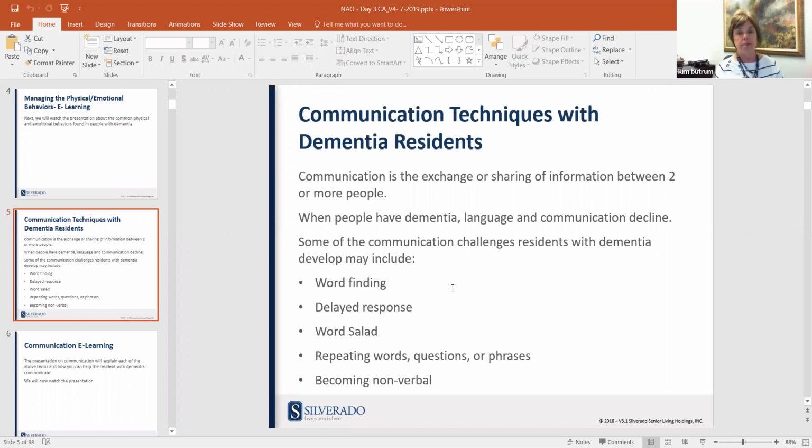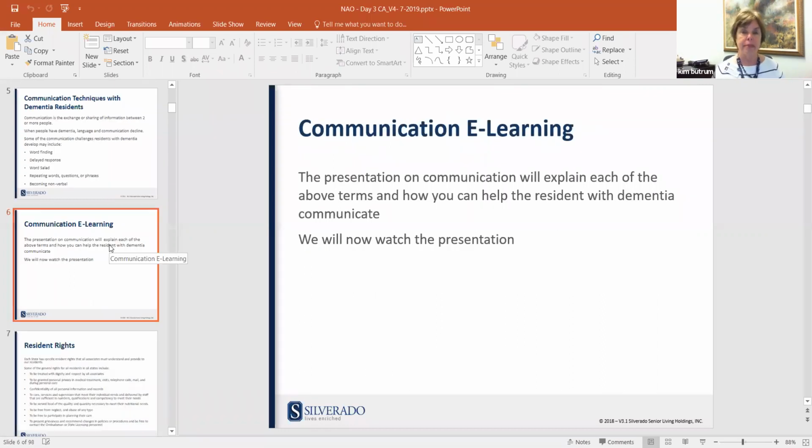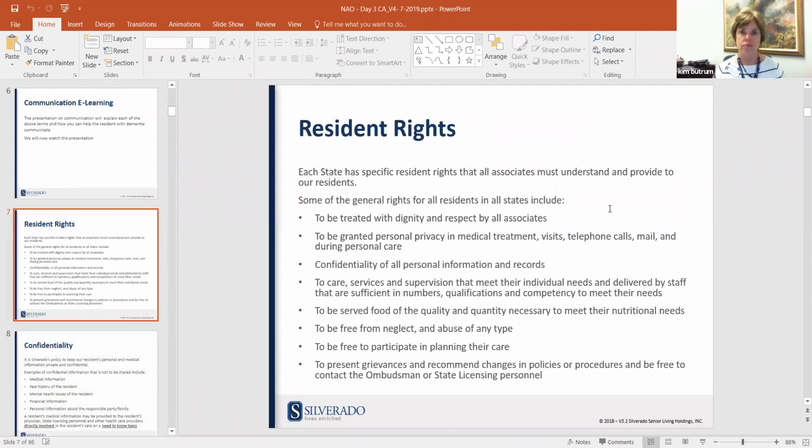So some of the problems that occur are word finding, delayed response, word salad, repeating words, questions, or phrases, and becoming nonverbal. And you just reviewed all of that in the e-learning module that you just completed. We're going to talk today about resident rights.